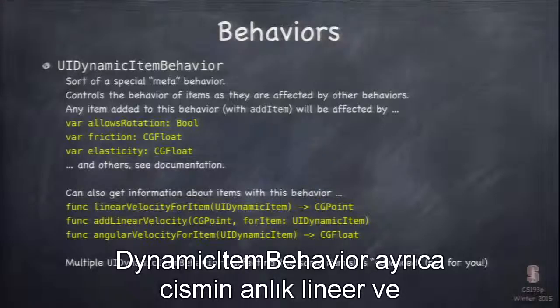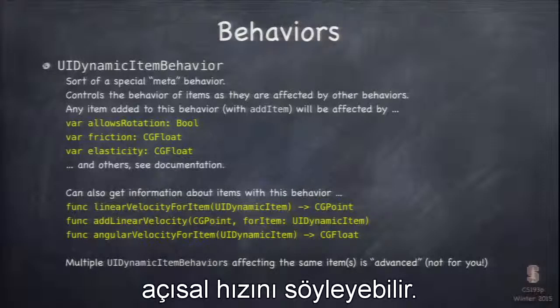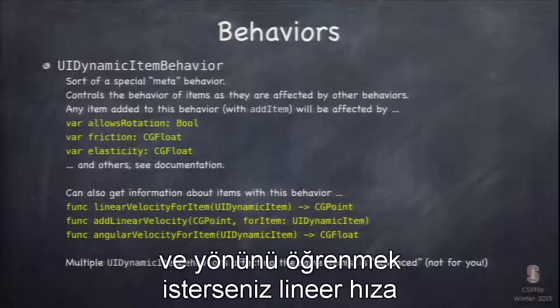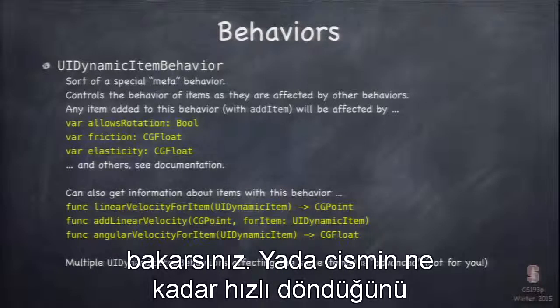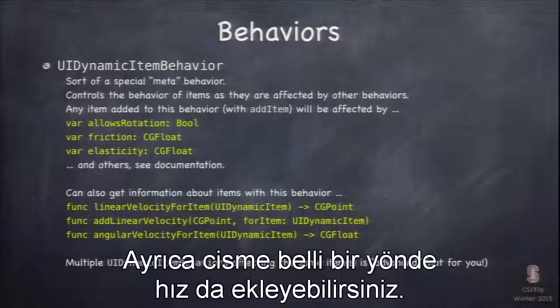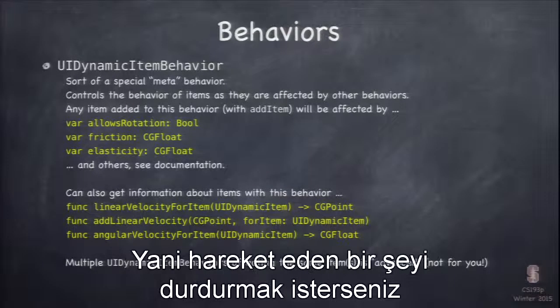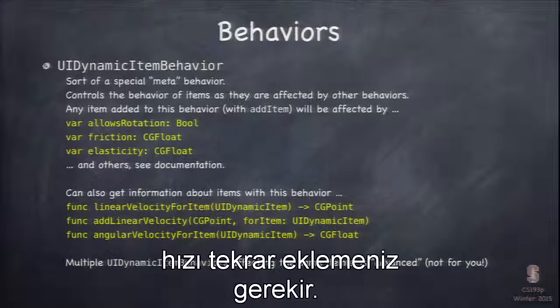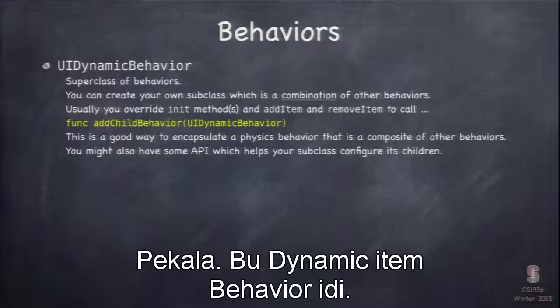This dynamic item behavior also can report to you the current linear velocity and angular velocity of this item. So at any time, if you want to know how fast this thing is moving and in what direction, you can get its linear velocity. Or if you want to know how fast this thing is spinning, if at all, you can get its angular velocity. And you can also add velocity to it in a certain direction. So if you had something that was moving and you wanted to stop it, you could. And then if you wanted to continue, you could add the velocity back. Just saying is all. Okay, so that's dynamic item behavior.